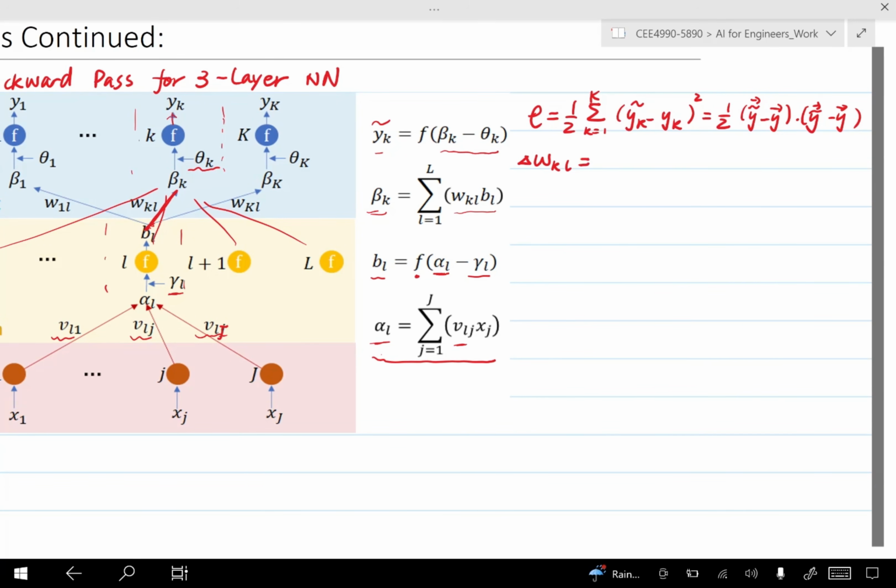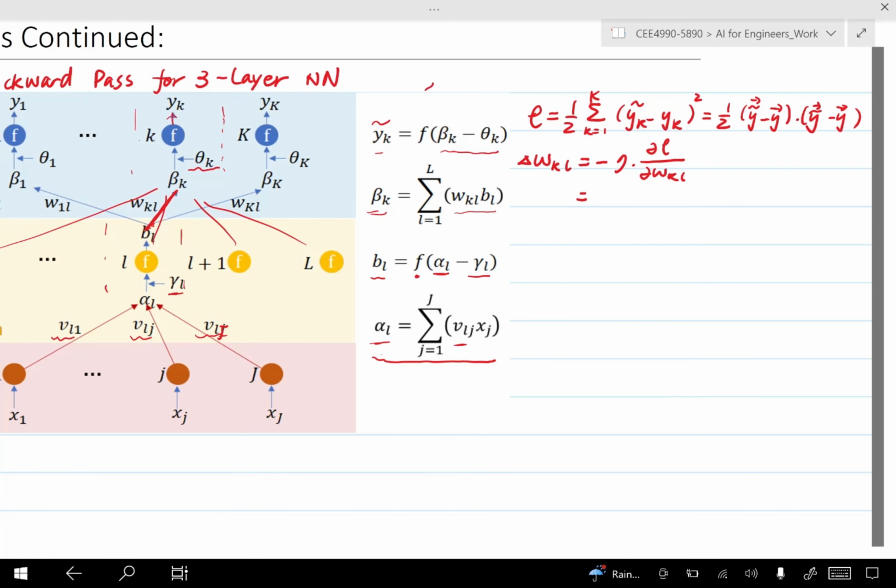We know that based on the gradient descent method, it will be the negative learning rate eta times the derivative of the loss function with respect to WKL, right? That's the method. Then how, this is something we don't deal with directly. We don't know how to calculate it. In order to calculate it, we need to derive an equation that we can use for calculation. So let's do it.